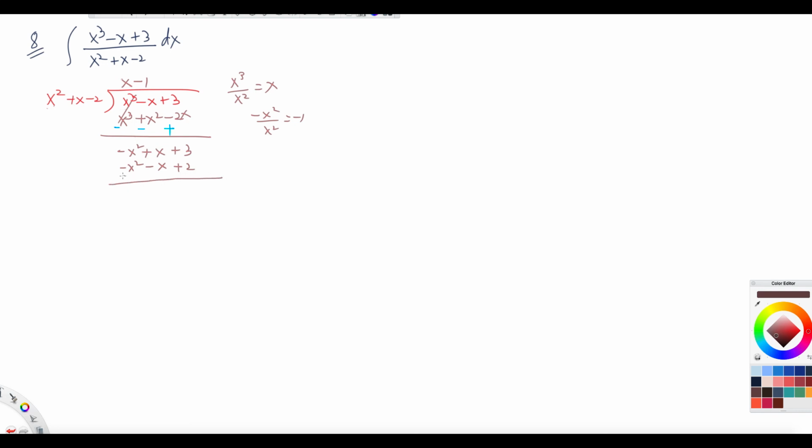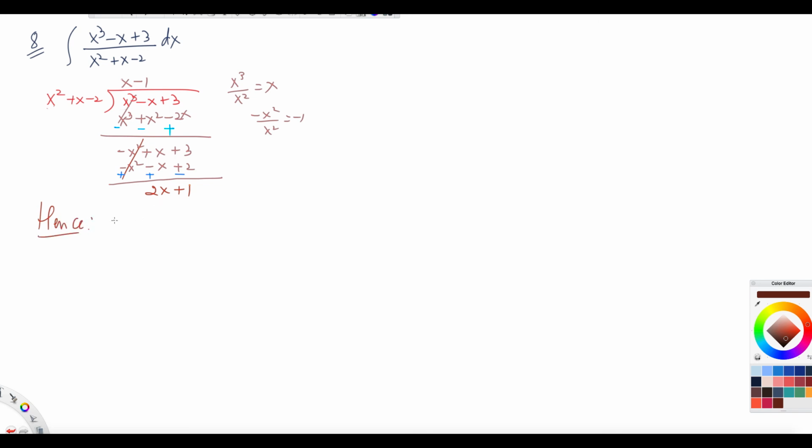Now we are subtracting, right? Subtracting means changing the sign. So plus, plus, minus. So what is left at the end then? This will cancel out, and x plus x is 2x, 3 minus 2 is plus 1. So that is the remainder. Hence you can write it like this.